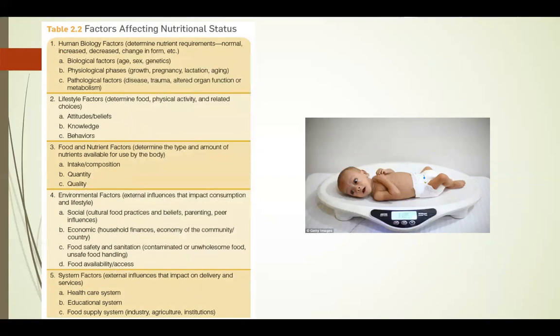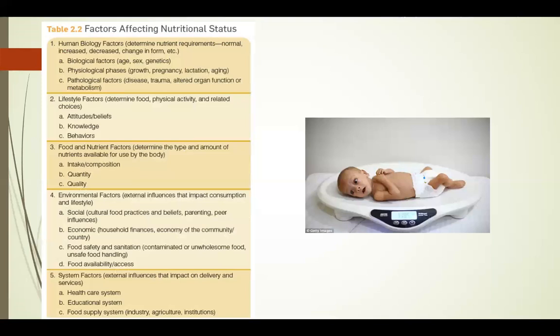Lifestyle factors. This is going to be for this baby in more relation to the parents' lifestyle factors because the baby is 100% under their care. So, what are the parents' lifestyle beliefs about nutrition or nourishment? What are the parents' behaviors? Do they breastfeed or do they formula feed, etc.?